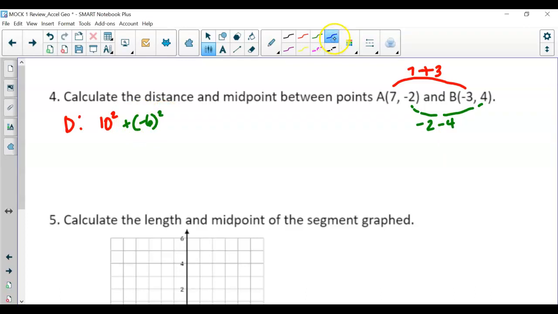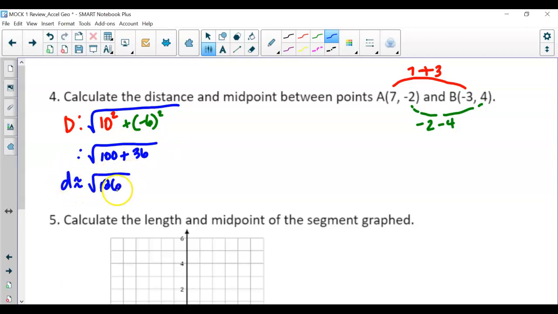But then remember, no matter what, 2 negatives make a positive. And also using our distance formula in the end, taking that square root here. So really you have 100 plus 36, which gives you the distance of approximately, because then you can get the decimal, but of radical 136.